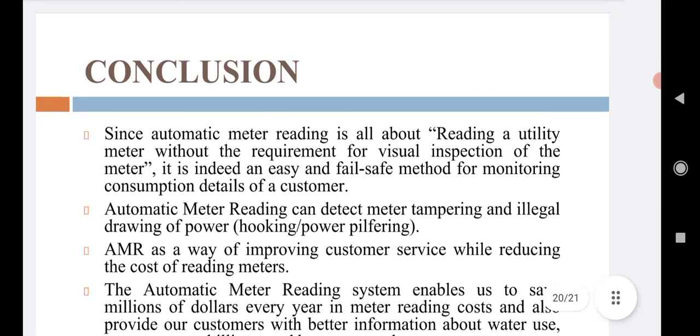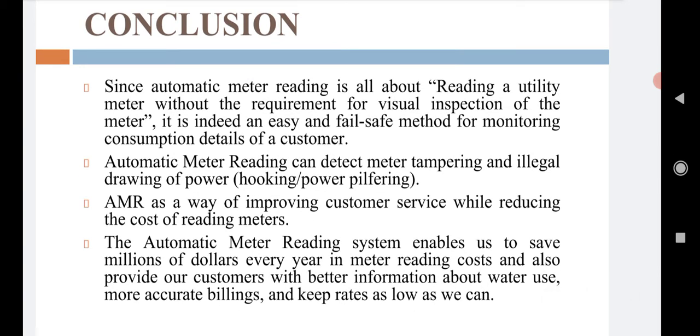Next is conclusion. Since automatic meter reading is all about reading a utility meter without the requirement for visual inspection of the meter, it is indeed an easy and fail-safe method for monitoring consumption details of a customer. Automatic meter reading can detect meter tampering and illegal drawing of power. AMR is a way of improving customer service while reducing the cost of reading meters.